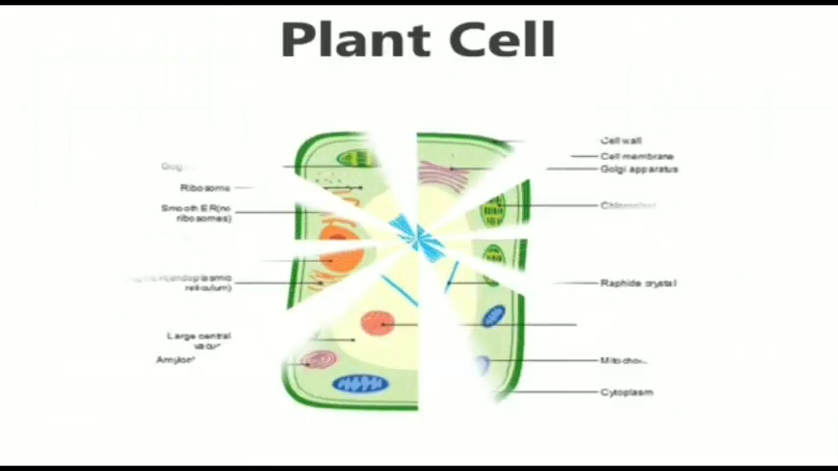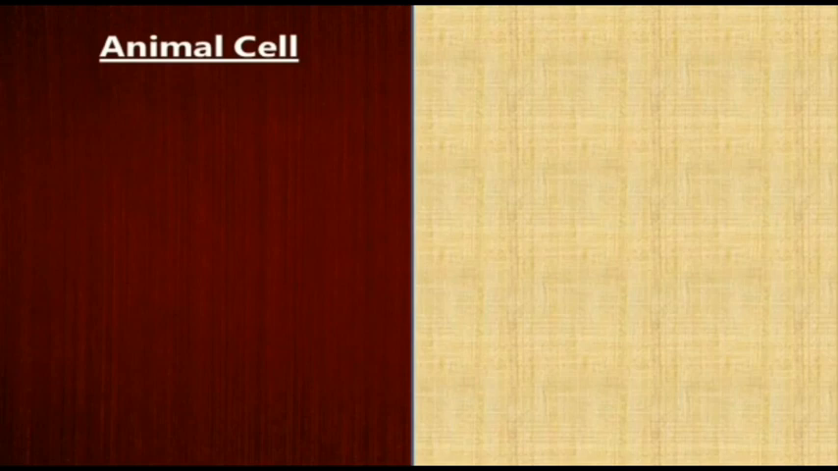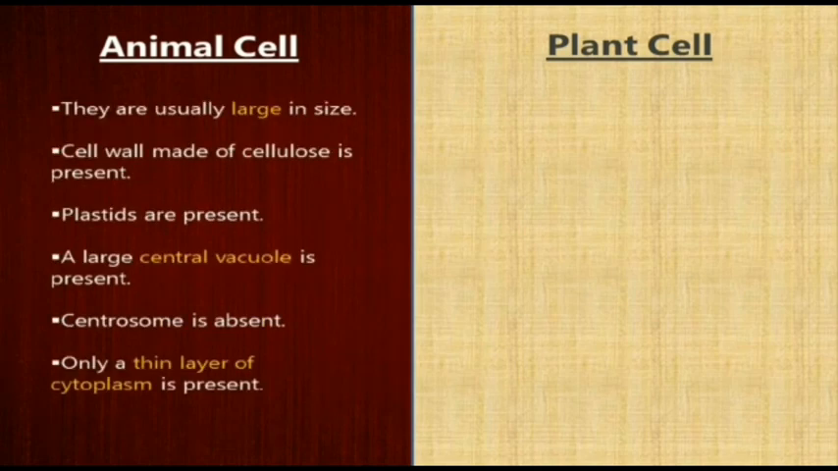Now the plant cell structure is a little different from the animal cell structure. It includes cell wall, nucleus, nuclear envelope, nuclear pore, nucleolus, endoplasmic reticulum, cytoplasm, mitochondria, ribosomes, chloroplasts, Golgi apparatus, vacuole, plasma membrane, and plasmodesmata. Now let's talk about the differences between the animal cell and the plant cell, so it becomes easier for you all to understand it in a far better way.